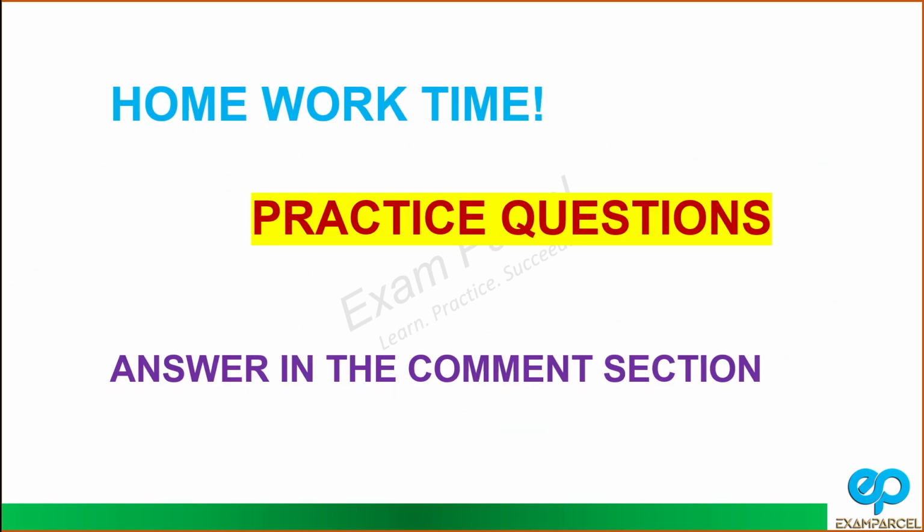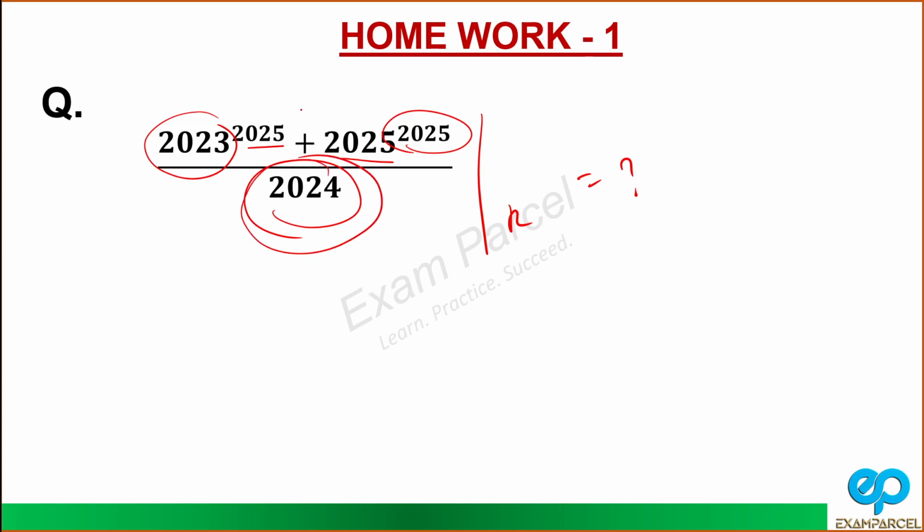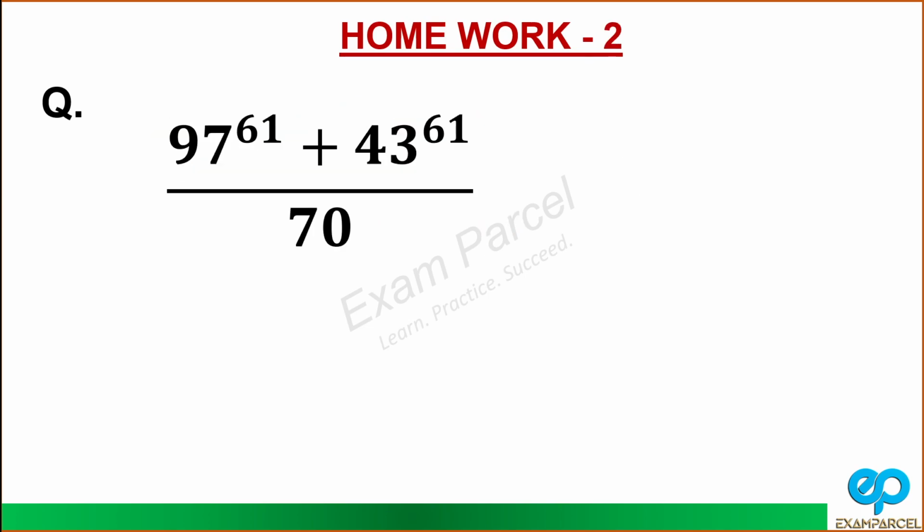Now there are some practice questions for you. You have to answer them in the comment section. This question is there: 2023 raised power 2025 plus 2025 raised power 2025 divided by 2024. What is the remainder? This is actually a straightforward application. You don't need to manipulate here. I could have made it slightly difficult for you as well, but this is straightforward. You should be able to solve this. The second question is 97 raised power 61 plus 43 raised power 61 divided by 70. What is the remainder?